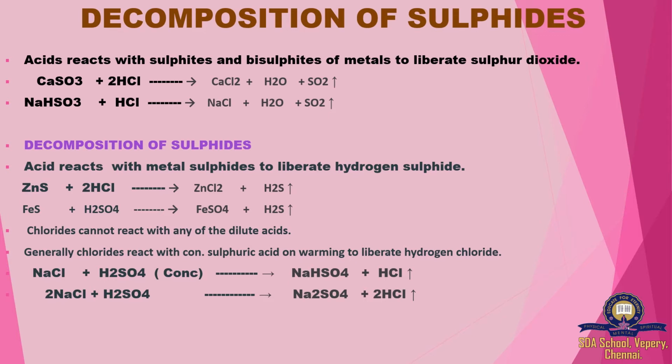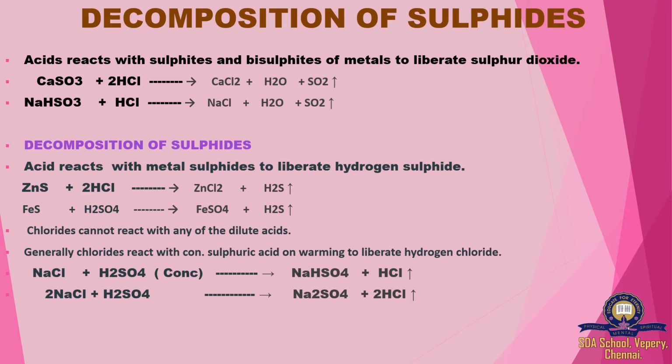Chlorides cannot react with any of the dilute acids. That means chloride salts. Generally, chlorides react with concentrated sulfuric acid on warming to liberate hydrogen chloride. When the temperature increases only, the chloride salts reacting concentrated sulfuric acid and liberating hydrogen chloride gas. Sodium chloride is reacting concentrated sulfuric acid. The product is sodium bisulfate and then HCl gas is evolving out.